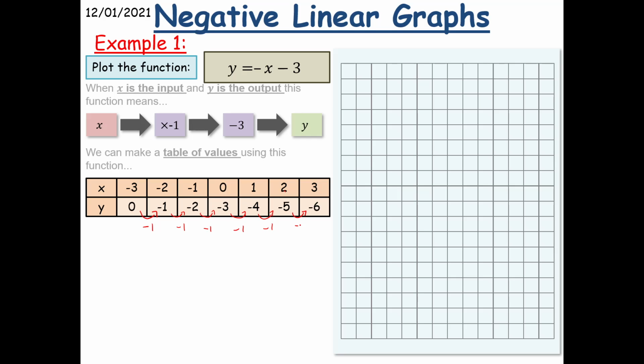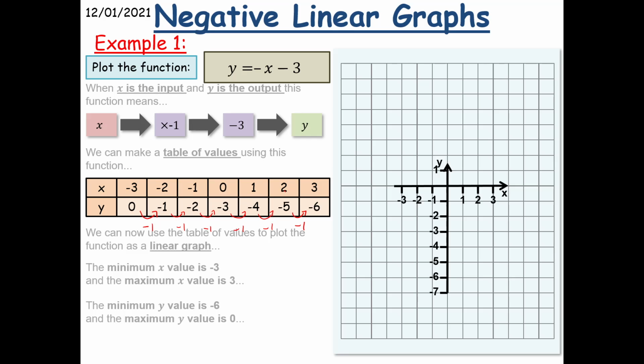And the reason being is because it's just negative 1x, so it's going down in ones. Okay, let's go ahead and plot those points that we have. So we've got negative 3, 0; negative 2, minus 1; negative 1, minus 2; 0, minus 3; 1, minus 4; 2, minus 5; and 3, minus 6. And we join those together with a straight line. Remember, it's important that you label your graph x and y.